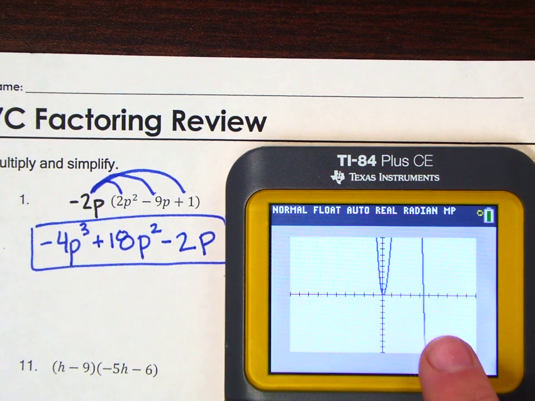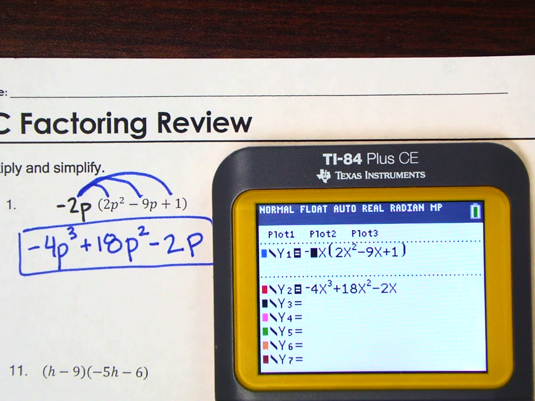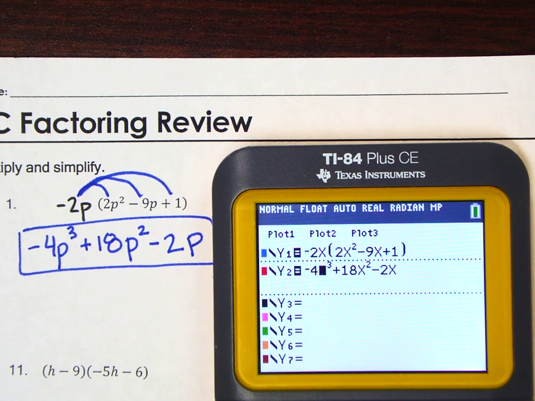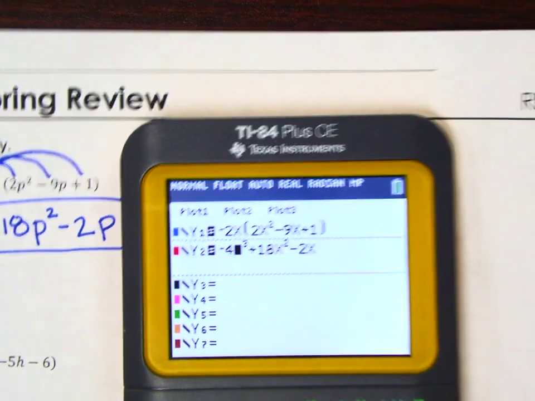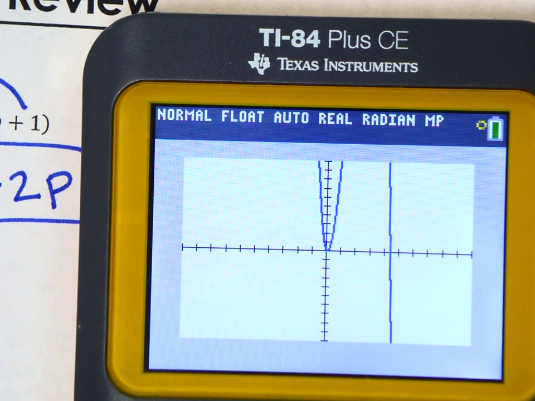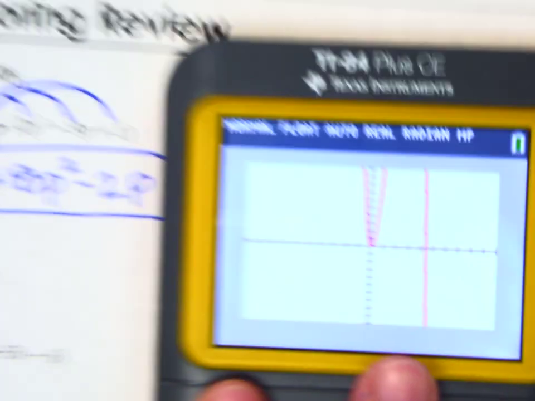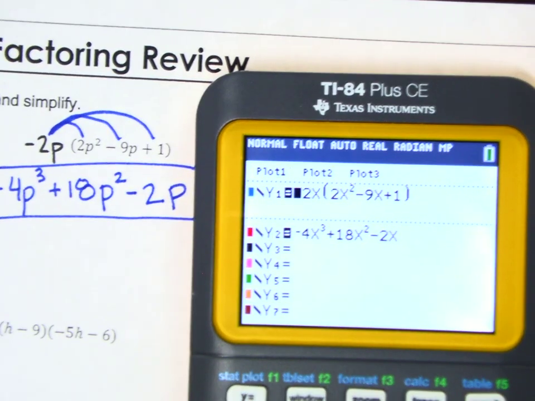And you should see that your two lines are exactly the same. So you see how it covered it up? I'll do it one more time. All right, so watch the graph. The blue one's your first problem, and then the red one is your answer. So when you're going through your multiple choice, all you really got to do is graph them, and you pick the one that's the same graph.